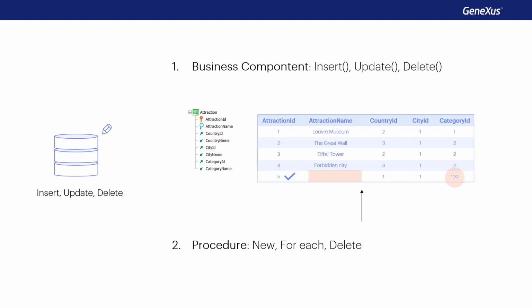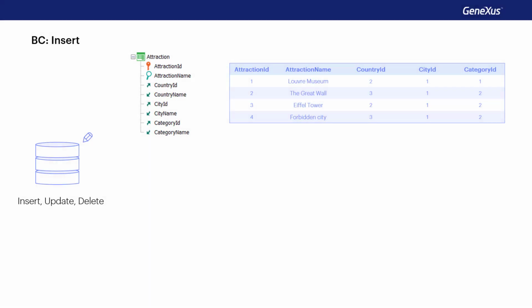In this way, we could assign a non-existent category, which the program will not check. However, the database will check it, and the execution will be interrupted with an error screen in the user's browser. So let's continue to look into the first alternative, that of business components.